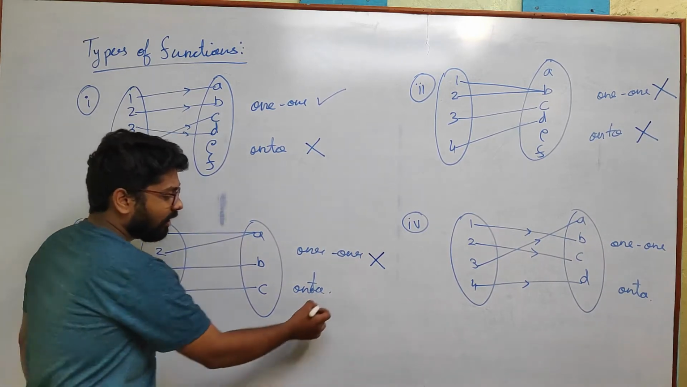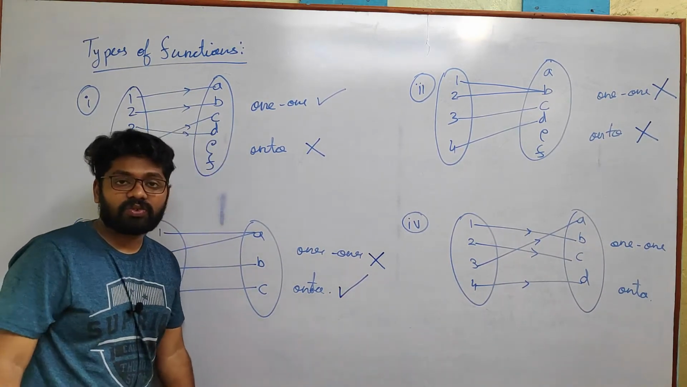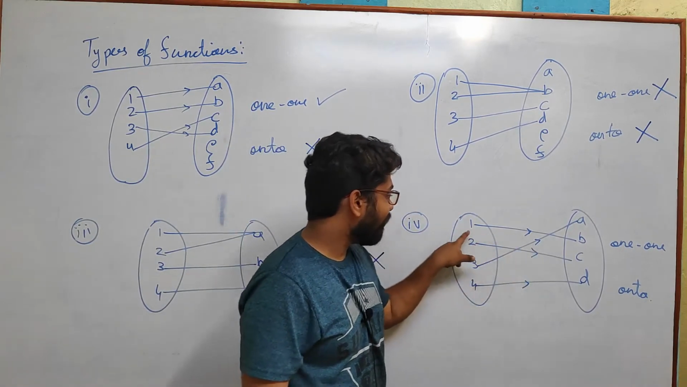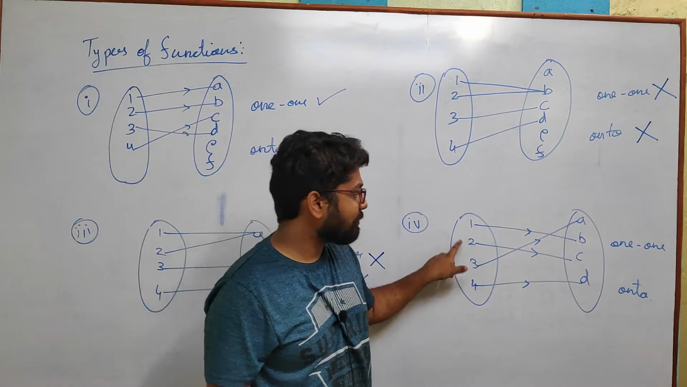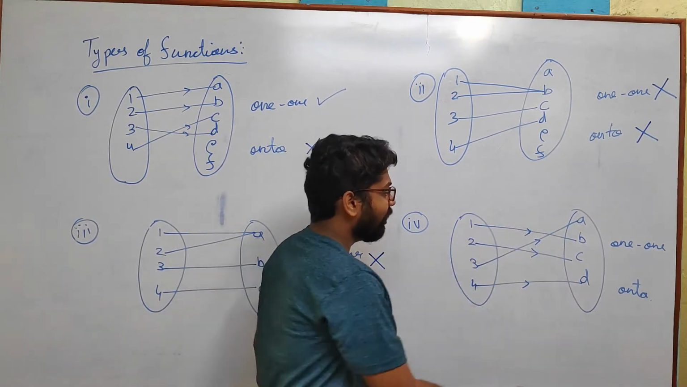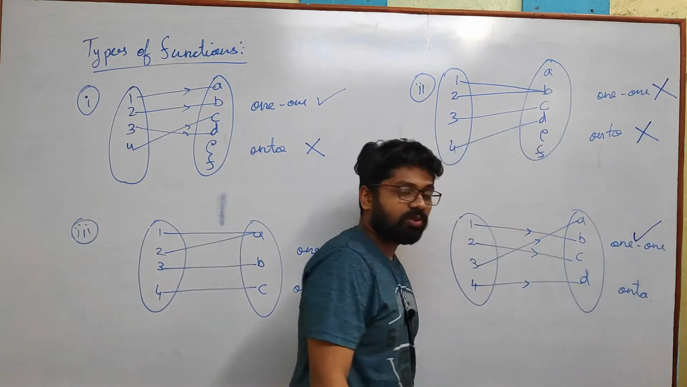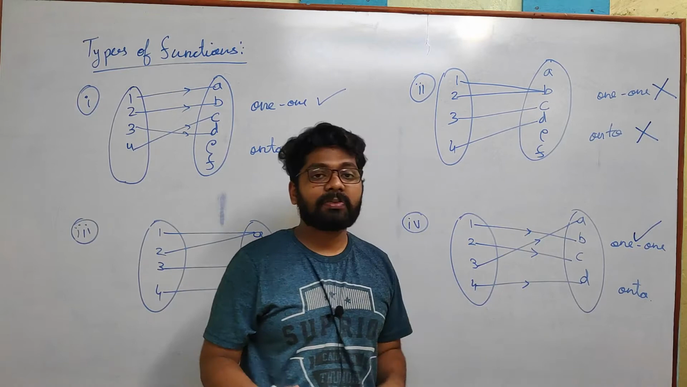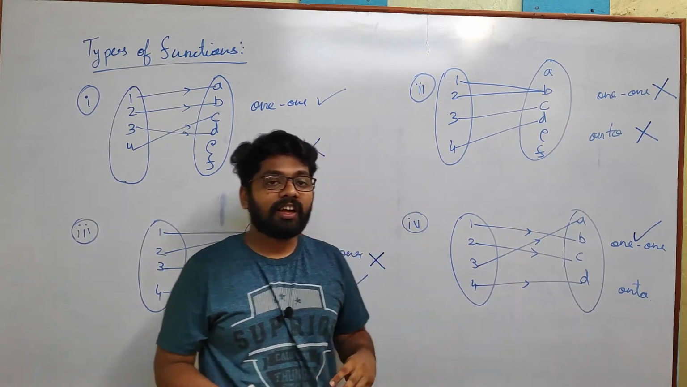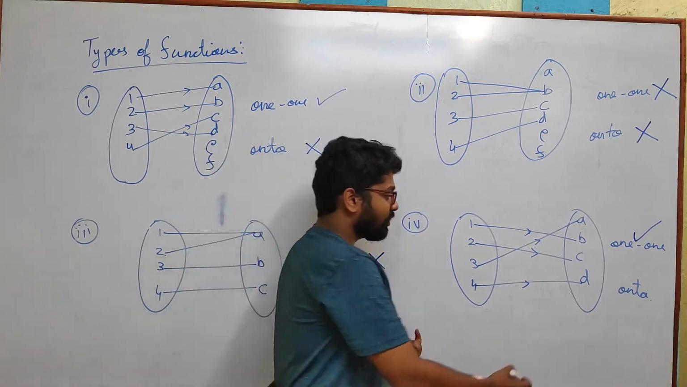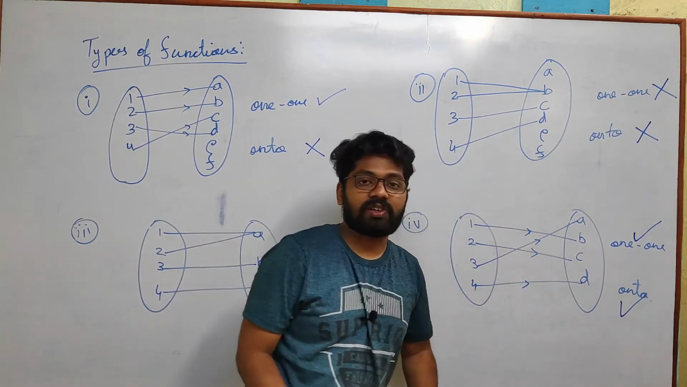So it is mapped, so therefore this is an onto function. The next one: you can see here every element of the first set has been mapped with individual elements in the set B, so therefore this is an onto function. And every element of set Y has been exhausted and it is mapped with at least one element in the set X, so therefore this is an onto function as well.